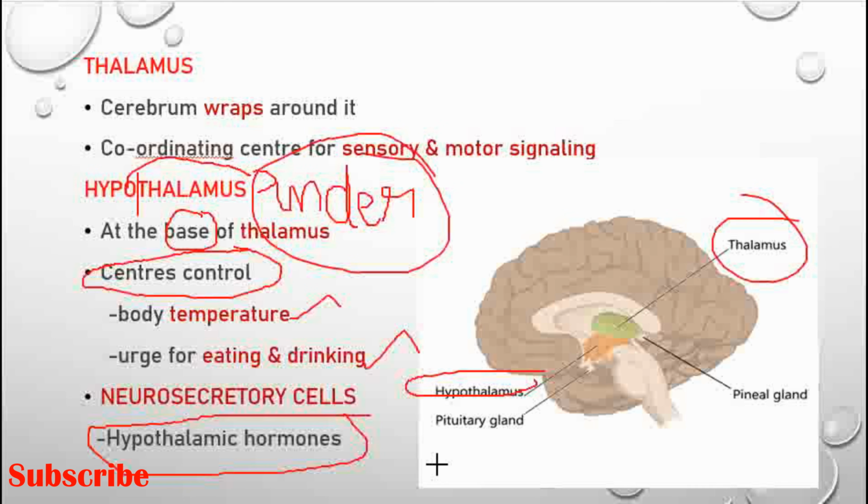Okay, next. So this is a pineal gland here, the pine shaped gland of the brain. We have the pituitary gland also here, nearby to the hypothalamus.